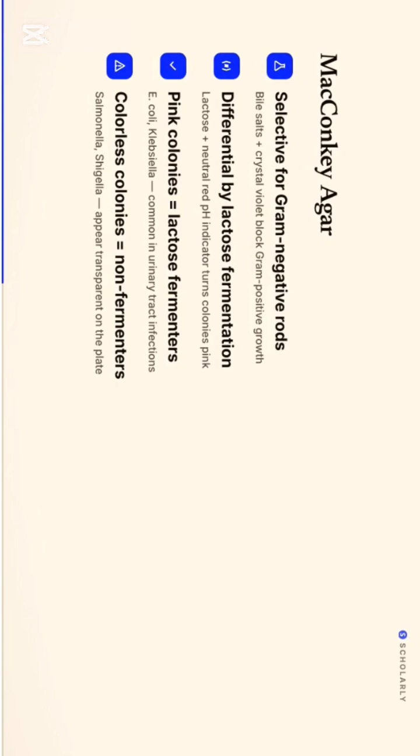Here's the part that matters. If a bacterium can ferment lactose, it produces acid, turning the colony bright pink to red. E. coli does that. If it can't, the colony stays colorless or transparent, like Salmonella or Shigella. In the lab, MacConkey Agar is the go-to for urine cultures. A pink colony on MacConkey almost certainly means E. coli, the most common cause of urinary tract infection, which is called UTI.